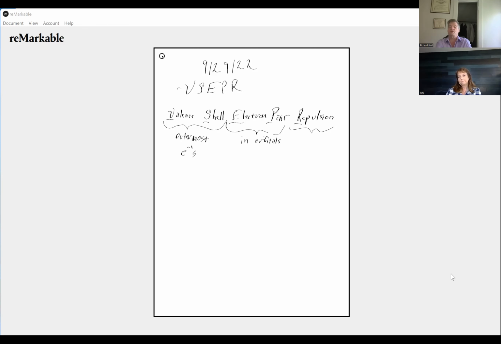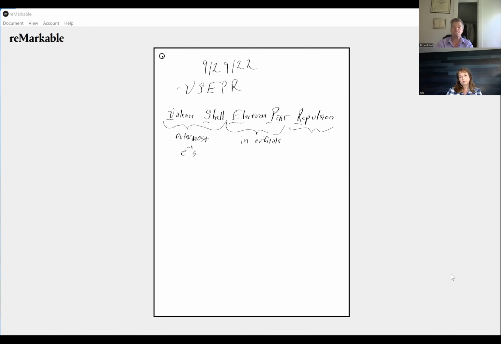That's what the valence shell electron pair repulsion theory says. Remember, even in orbitals, electrons are negatively charged, and like charges repel. So what we're really talking about, and this is the crux of the entire theory, the valence shell electron pairs are trying to get away from each other as far as possible. That's all there is to it. They're just repelled, so they're trying to get away from each other.